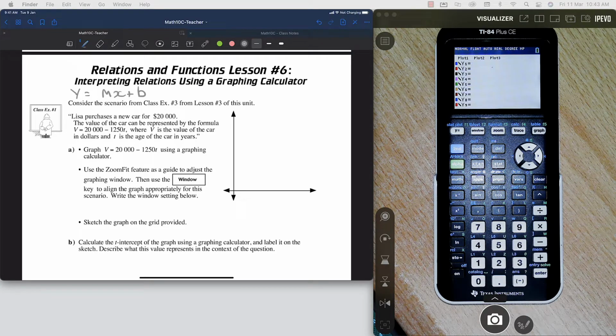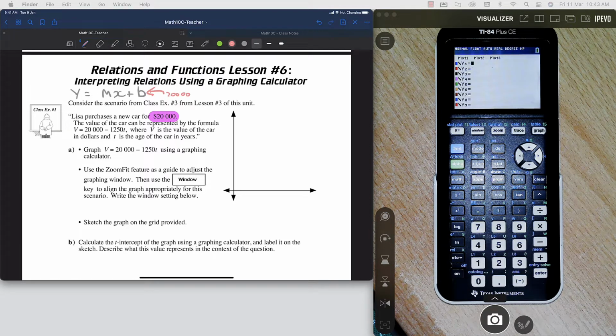So if we look at the question right here, it states that this girl, Lisa, purchased a new car for $20,000. So that's where it's starting out. So what would that be? That would be our b value right there, which would be 20,000.